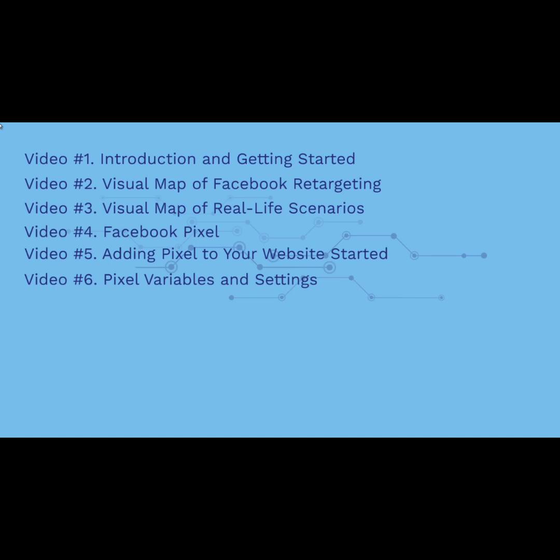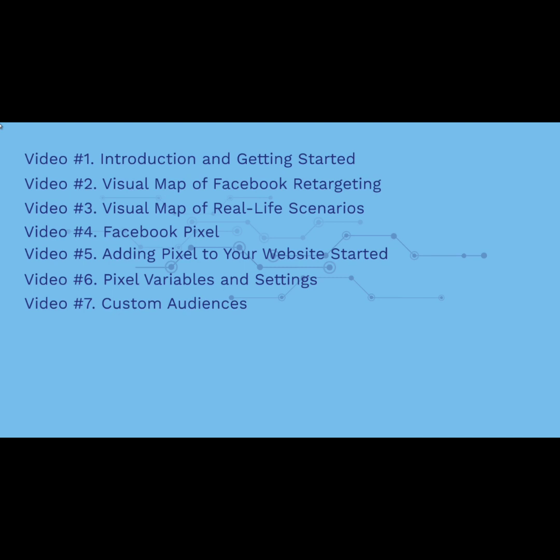Video number 6, we'll talk about pixel variables and settings, otherwise known as standard events, such as how do you tell Facebook that somebody has landed on your page, somebody has converted into a lead, somebody has added the product to their shopping cart. Maybe you want to find people who have added things to the cart but have not yet purchased so that you can show an ad to them, remind them that they are interested in that purchase, and perhaps give them some sort of discount as well.